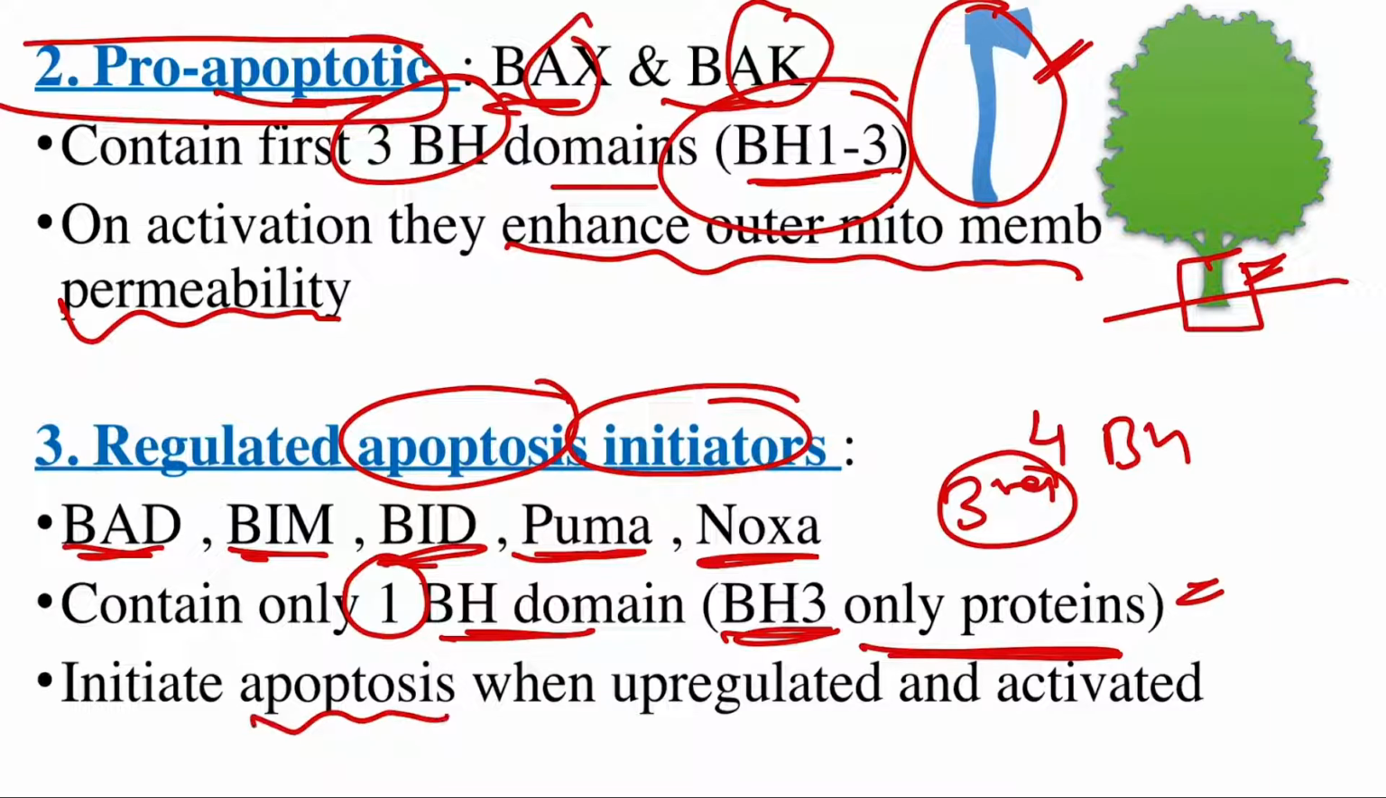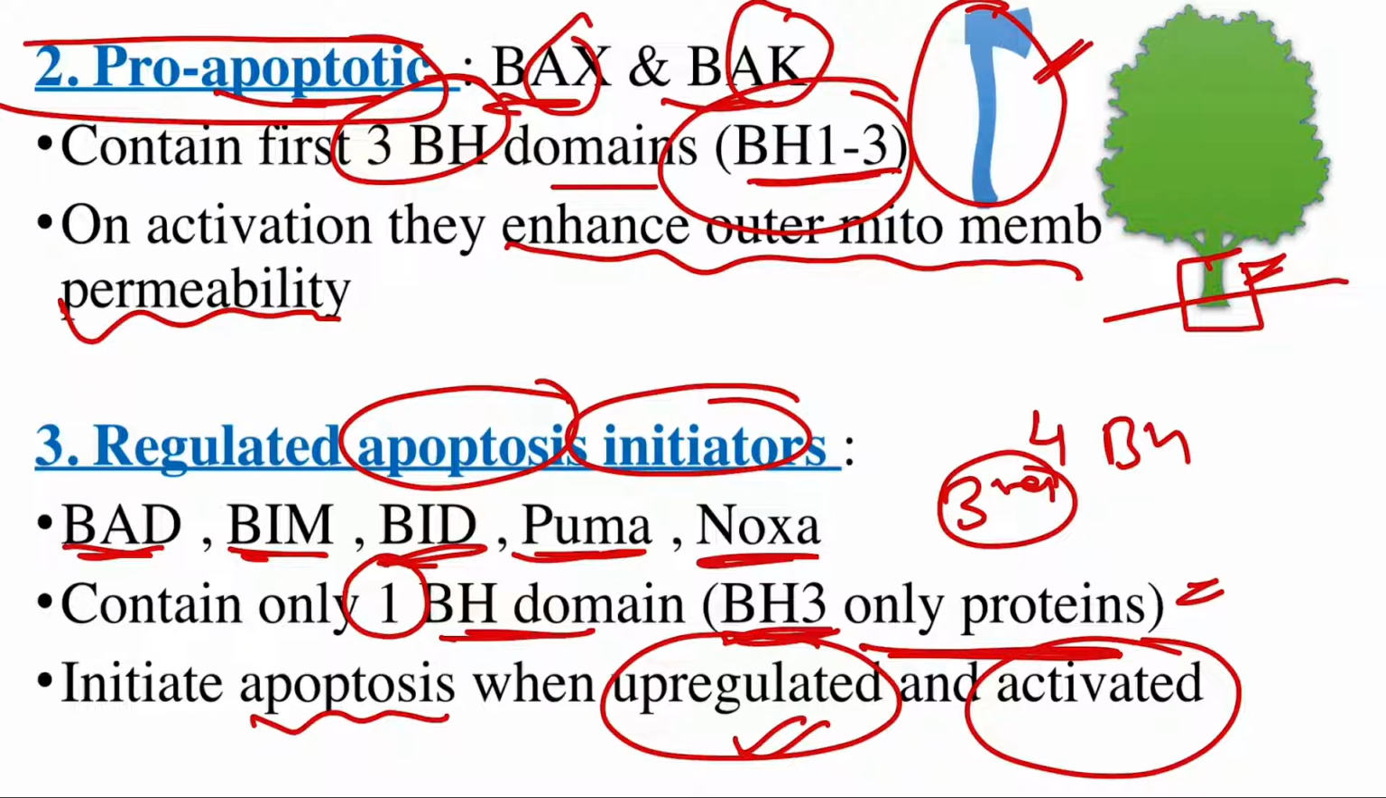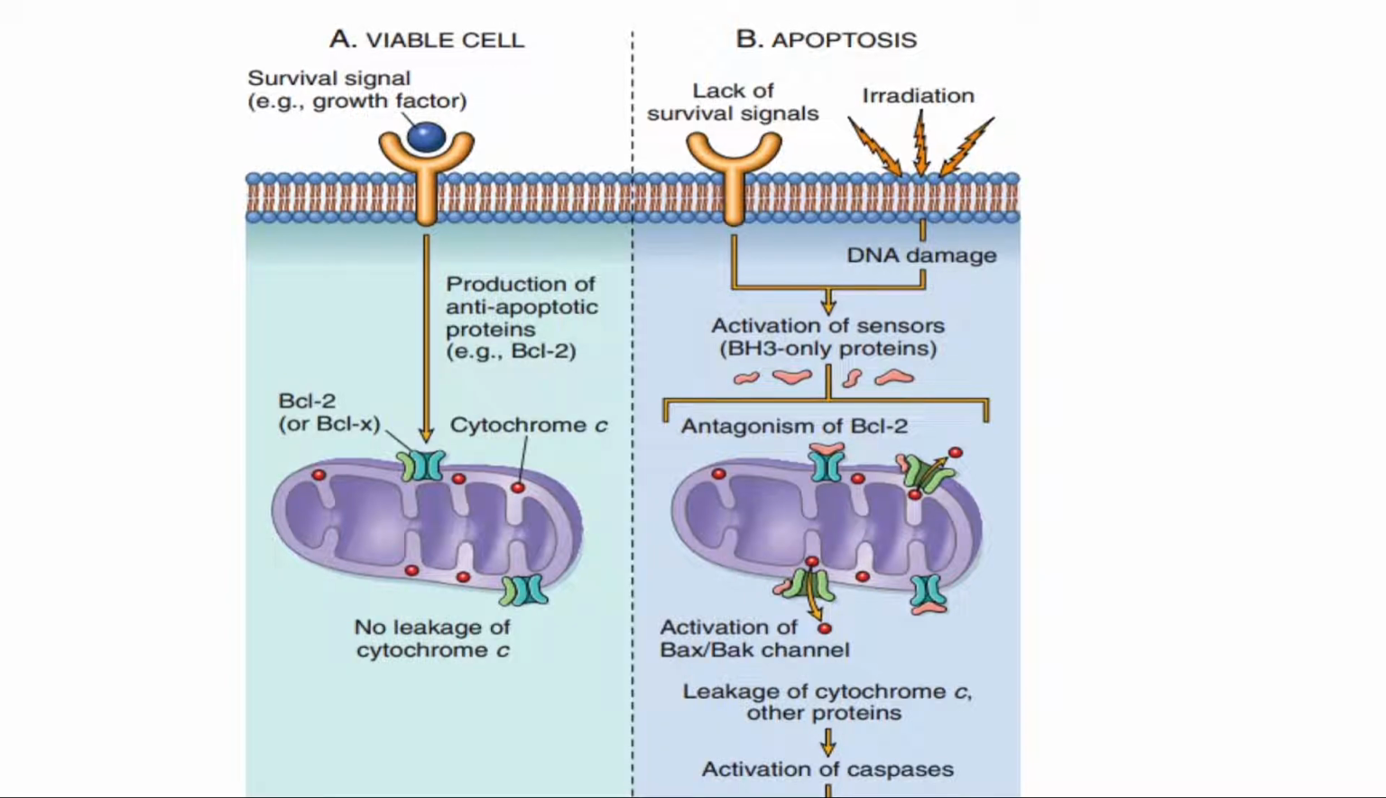They initiate apoptosis when they are upregulated and activated. So that's what I was saying, that when these regulated apoptosis initiators get upregulated, they are going to initiate apoptosis. So there comes the role of pro-apoptotic factors, and that's why apoptosis is seen.